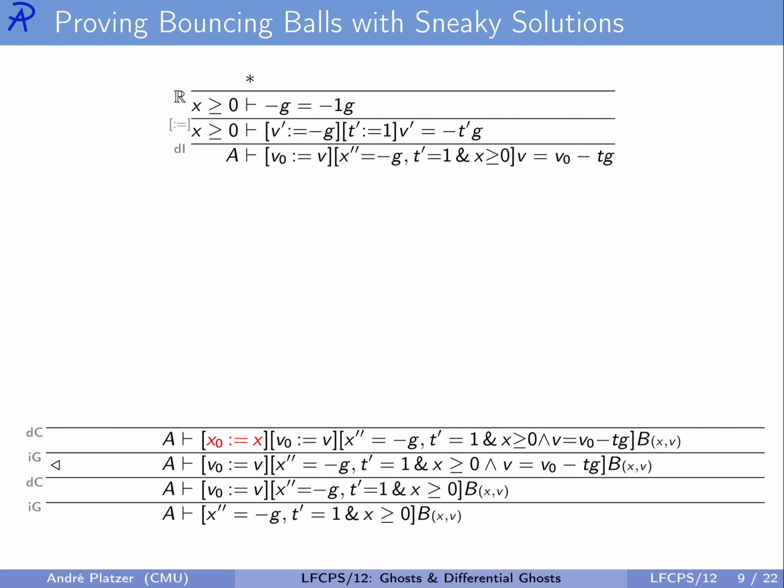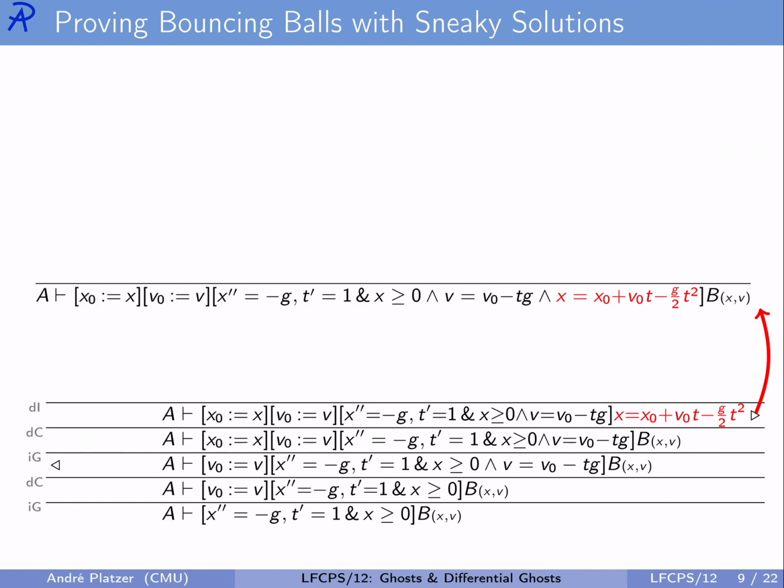Now we introduce a discrete ghost for the position. So we introduce a new variable that remembers the value that the position used to have, no matter what it might be. X naught is whatever initial value X has. And then, likewise, we can prove first that a position equation is true and then assume that the position equation is true after the differential cut. Let's first continue the proof down here.